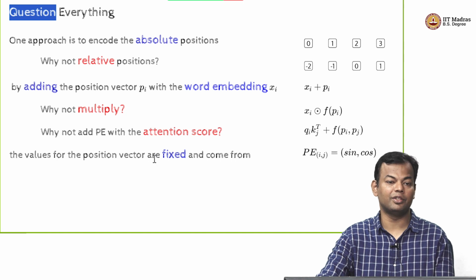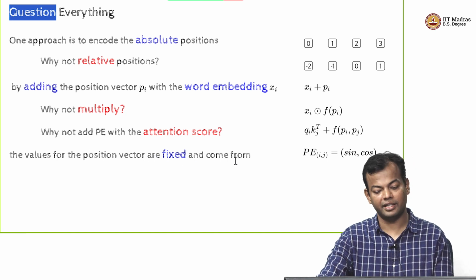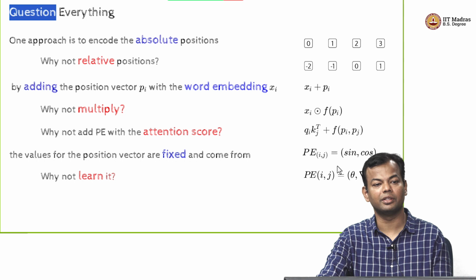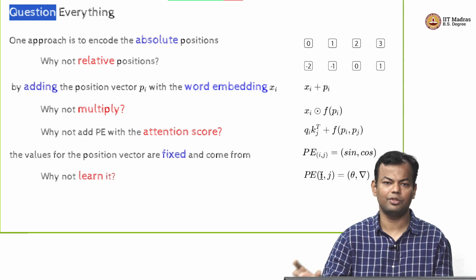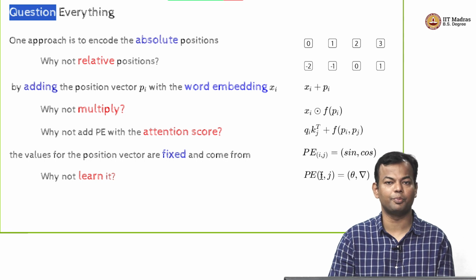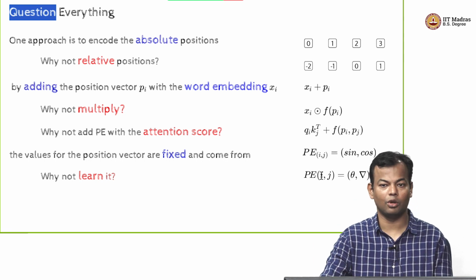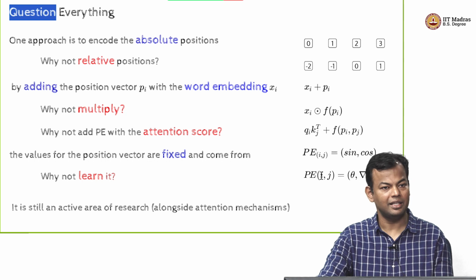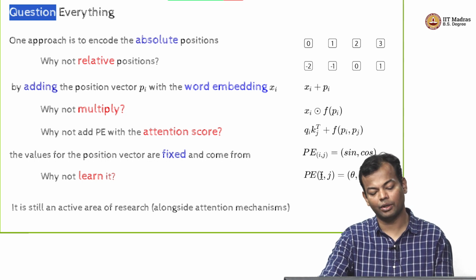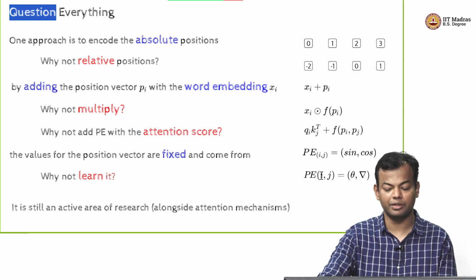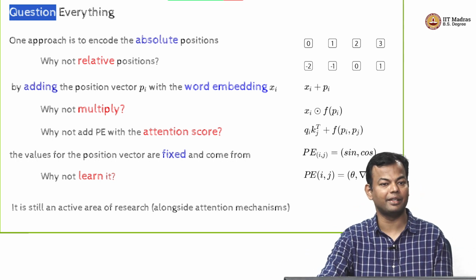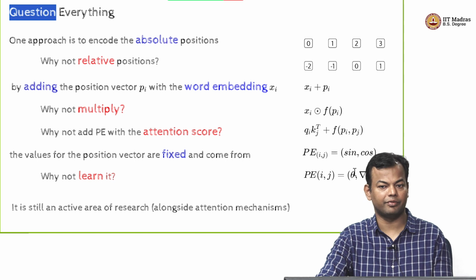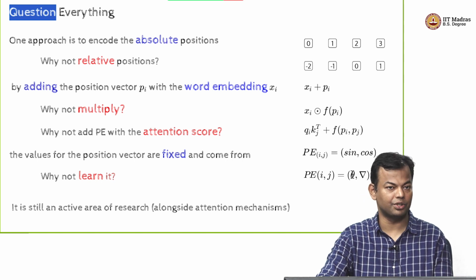And so far the values of the position vector are fixed and they come from some sinusoidal function. Why not learn them, right? Why not say that I want to learn the positional embedding? So I'll have a randomly initialized vector for each position and I'll learn it along with other parameters. And there's still an active area of research alongside attention mechanisms, right? As we saw in the last lecture, people are still looking at different attention mechanisms, and there is also a fair bit of research ongoing on positional embeddings.